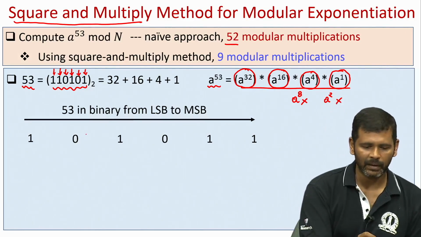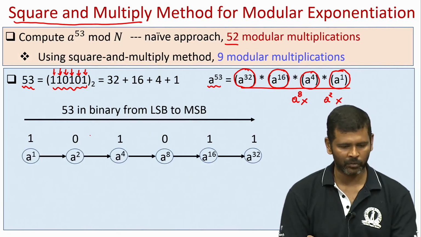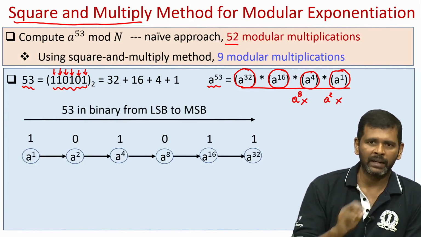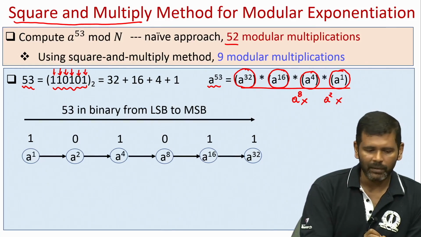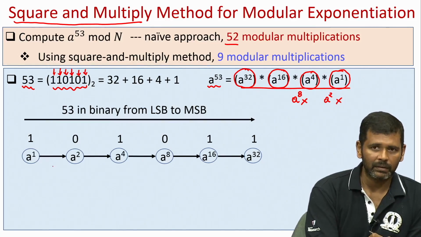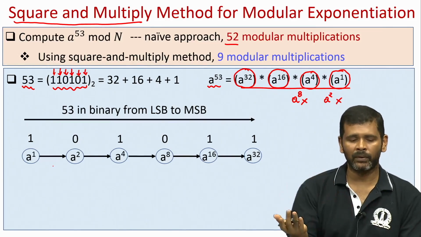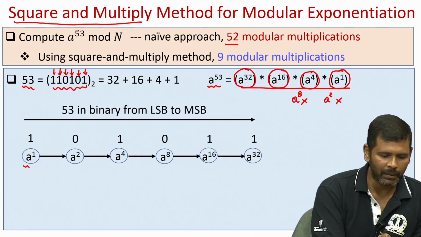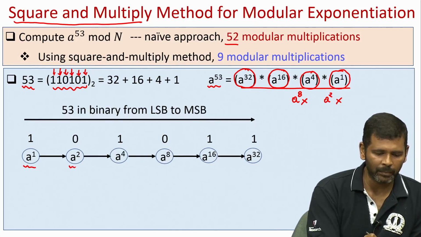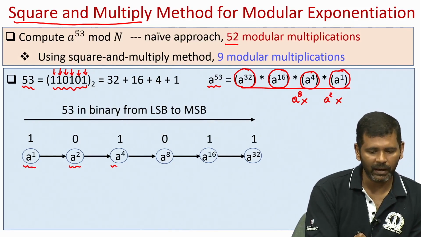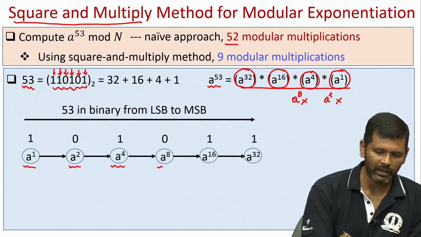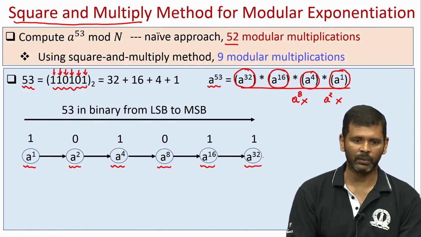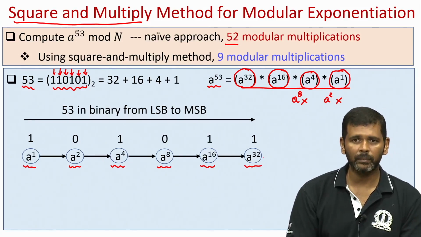So, I am writing my exponent from LSB to MSB, and my square and multiply approach will be an iterative algorithm. What I will do is the following: in each iteration I will compute the next higher power of a by squaring the current power. So, I will start with a power 1, and if I square it I will obtain a power 2, if I square it I will obtain a power 4, if I square it I will obtain a power 8, square it a power 16, square it a power 32. Of course, all the things are performed modulo n.